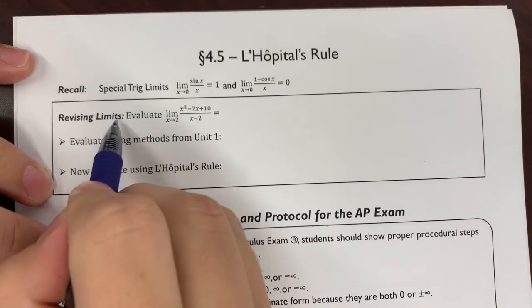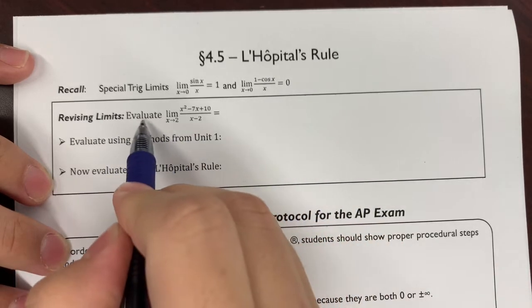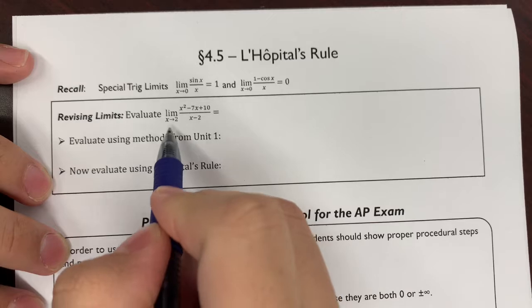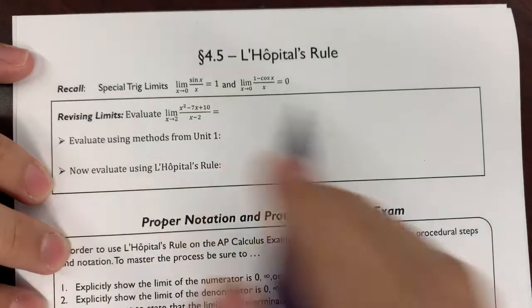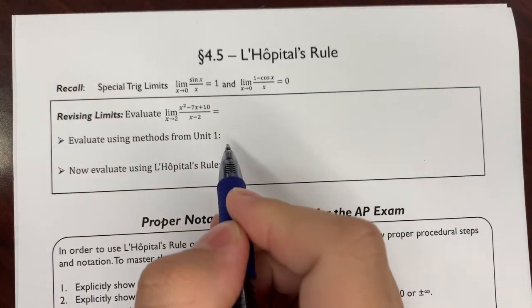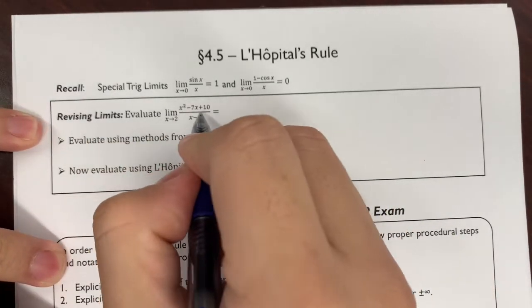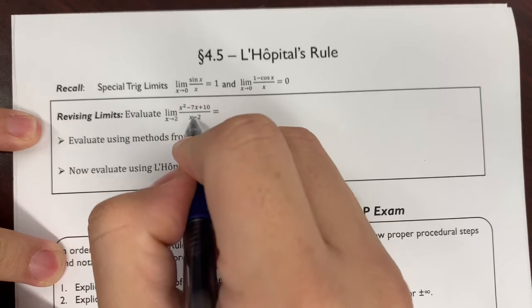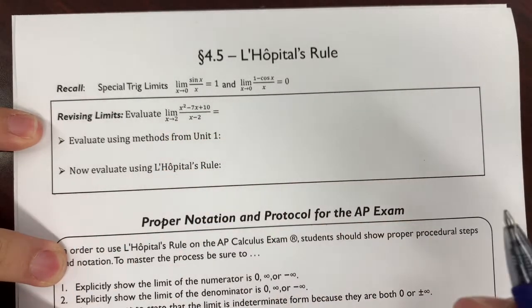Let's revisit a problem that we saw earlier in Unit 1. I would ask you to evaluate the limit as x approaches 2 of x squared minus 7x plus 10 divided by x minus 2. Doing it the way we used to in Unit 1, we would say, if we plugged in 2, we would get 0 on the bottom and 0 on the top. So we have to figure something out to see if we can cancel.